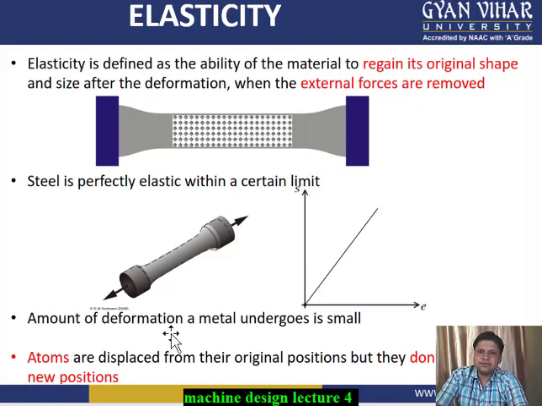Third, the amount of deformation a metal undergoes is small. Elasticity doesn't mean that you are talking about only rubber. Rubber is not the only elastic material. Metals are also elastic, but the only difference is that the deformation is very small. But it doesn't mean that elasticity is less. All right, elasticity. Basically, what is elasticity? It is the ability to regain the original shape when the load has been removed.